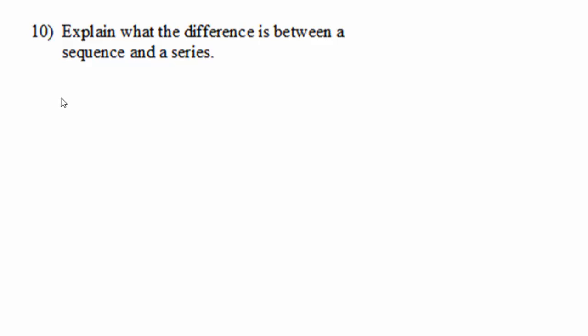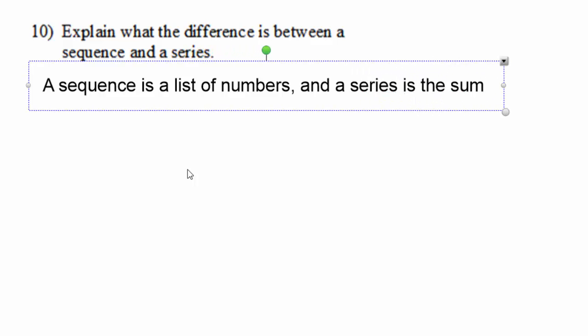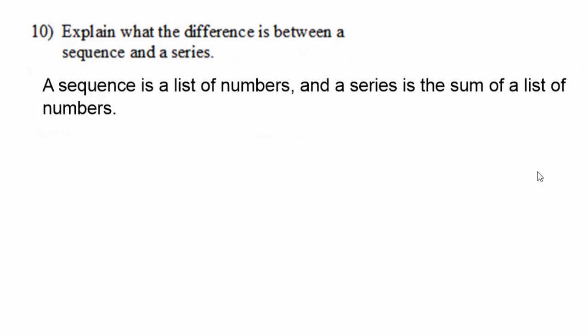10. Explain what the difference is between a sequence and a series. This is a really easy thing to forget, but a sequence is a list of numbers, and a series is the sum of a list of numbers. So when we're doing problems, sometimes we're given sequences because they're separated by commas, and then sometimes we're given series, which is when they have plus signs in between because we're trying to add them up.